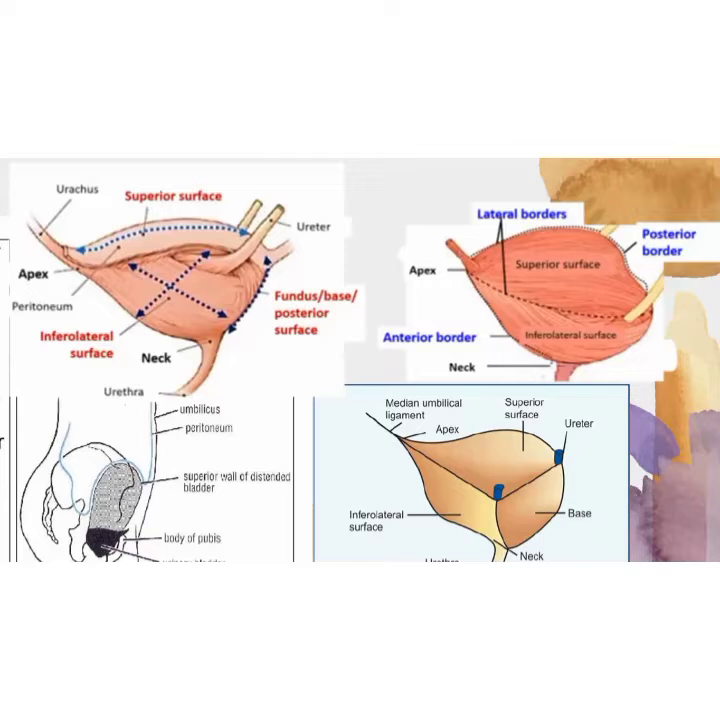Base, we can also call it the posterior surface. So 4 borders and 3 surfaces. When the bladder is full, so now the urine has come and it is full, then it will become ovoid in shape. These two inferolateral surfaces fuse, leaving one anterior surface and one posterior surface, or apex which is directed upwards, and neck of the urinary bladder which is present below. This is the difference between the shapes of the empty and full urinary bladder.